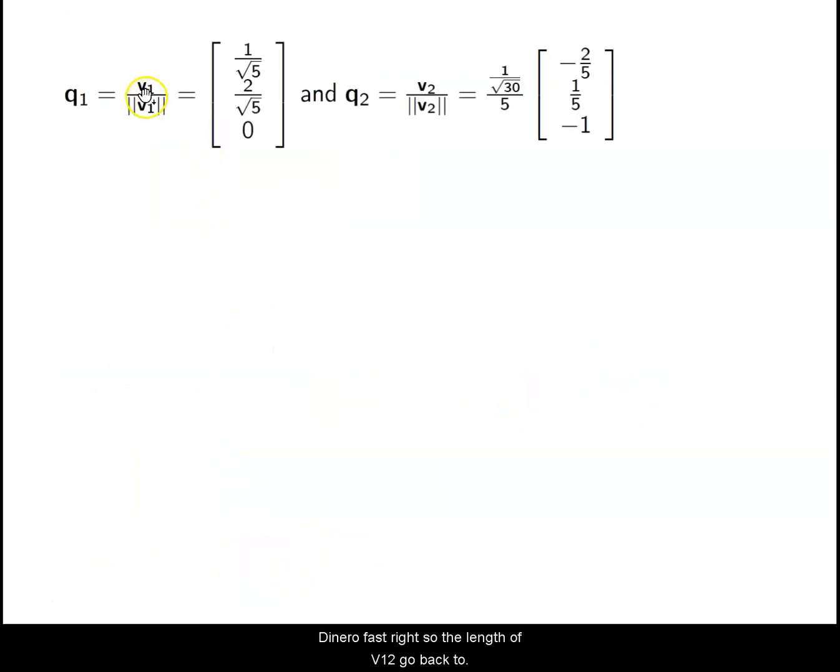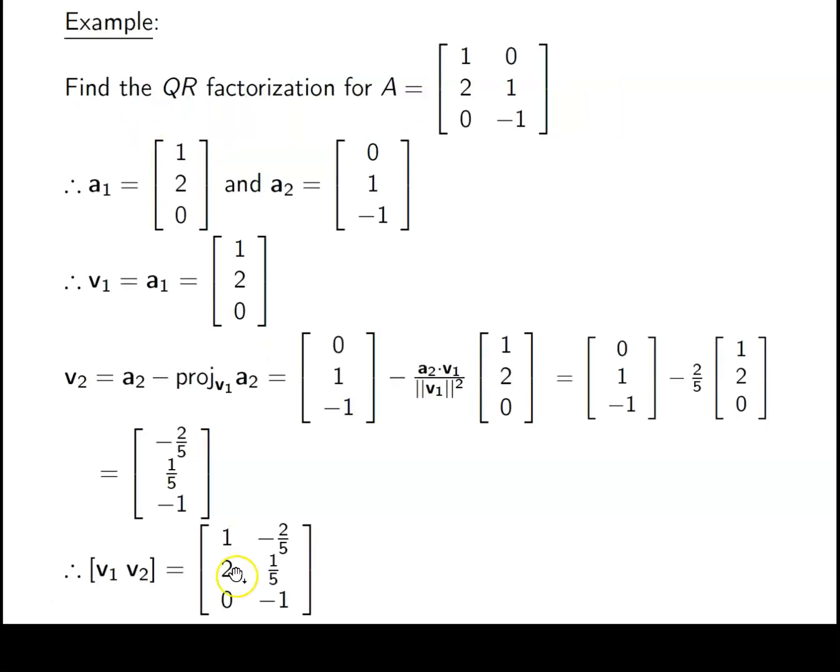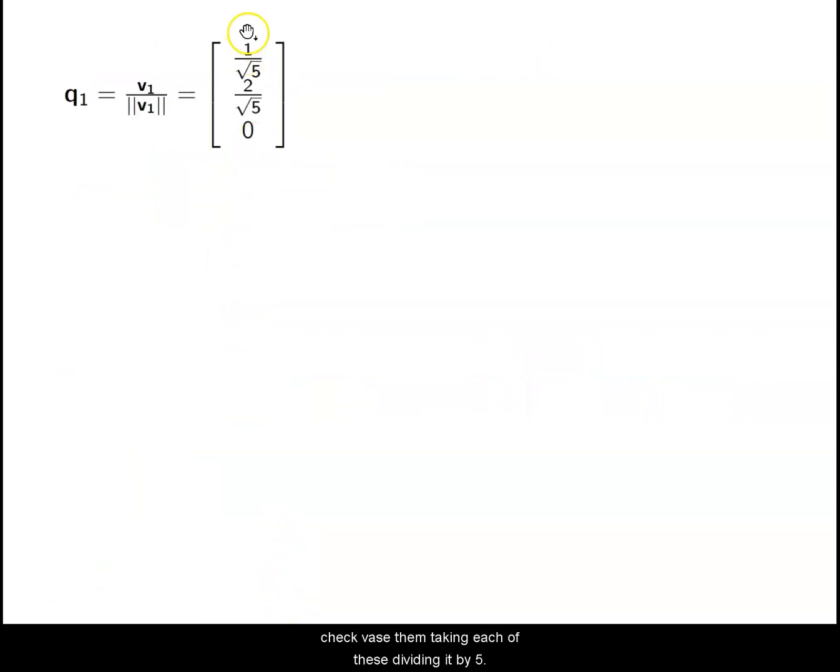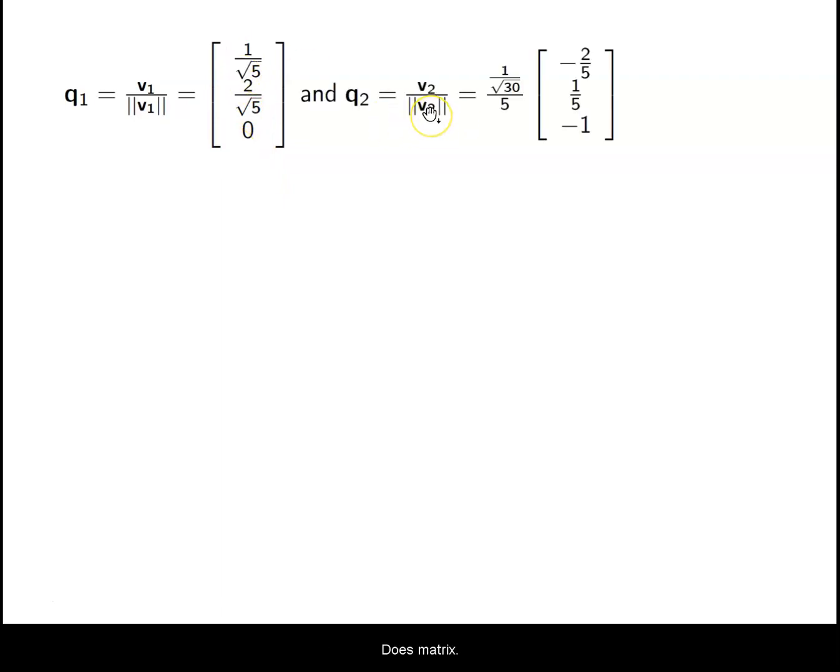Okay, so I'll just go through that real fast. The length of V1, if we go back to V1, is square root of 5. And the length of this one is a little bit more involved. You can do that on your own to check. But basically I'm taking each of these and dividing it by root 5. Here, this matrix, oh, I did work it out. I guess I'm a nice guy, right?